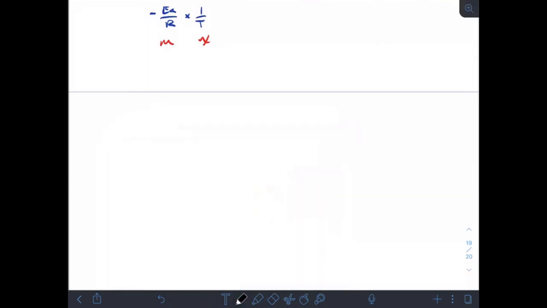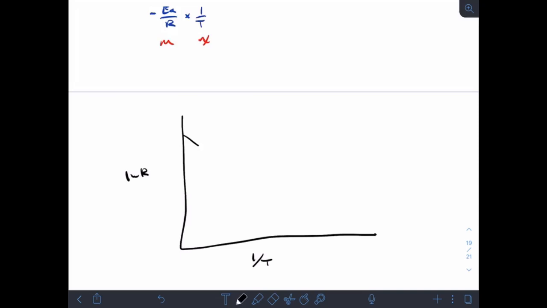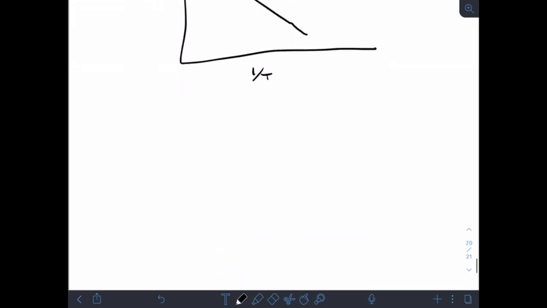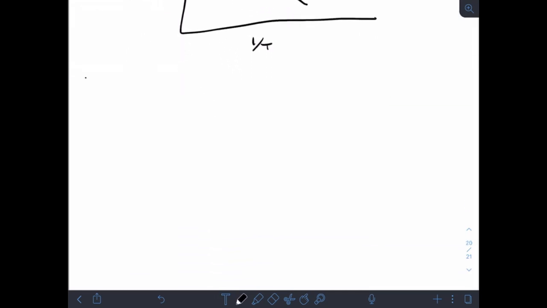Right? So if I plot this as natural log of k on the y-axis and 1 over the temperature on the x-axis, we get a linear plot, with the intercept being the natural log of A and the slope equals negative Ea over R. Pretty handy. Okay, so if we want to talk about changes in temperature and how those relate to k, this is going to be your more useful equation.